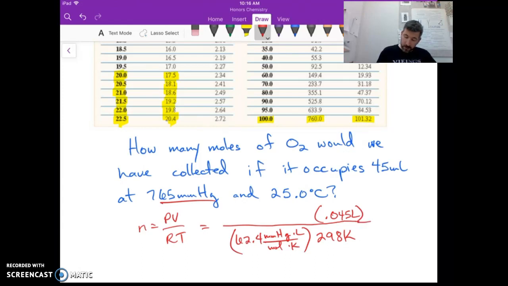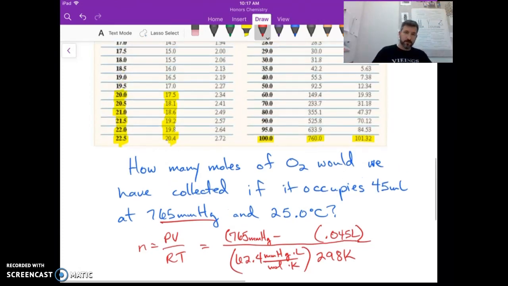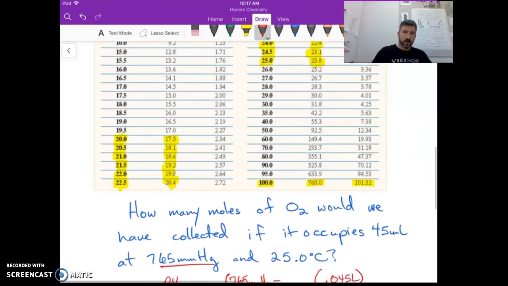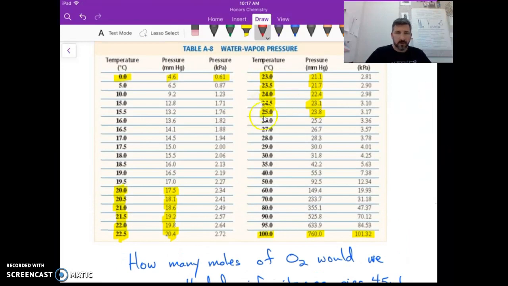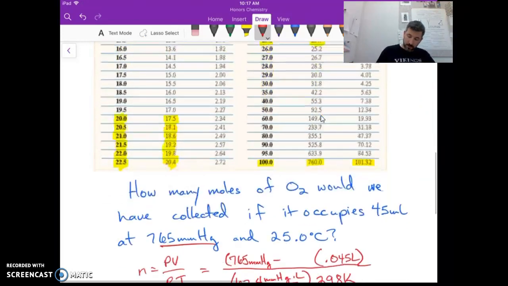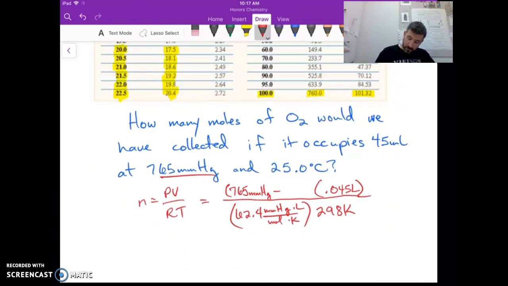Okay, and then for the pressure, all we have to do is take the total pressure, 765 mmHg, and subtract the partial pressure due to evaporated water at that temperature. So we just find our temperature on our chart, 25 degrees Celsius, and it looks like at 25 degrees Celsius the pressure due to water vapor would be 23.8 mmHg. So I'm going to subtract 23.8 mmHg.